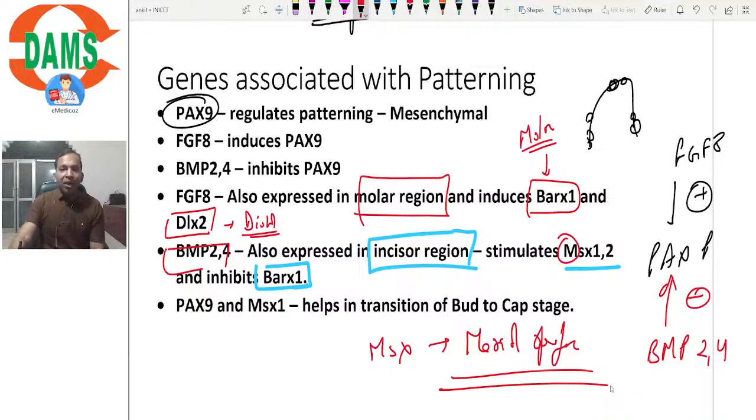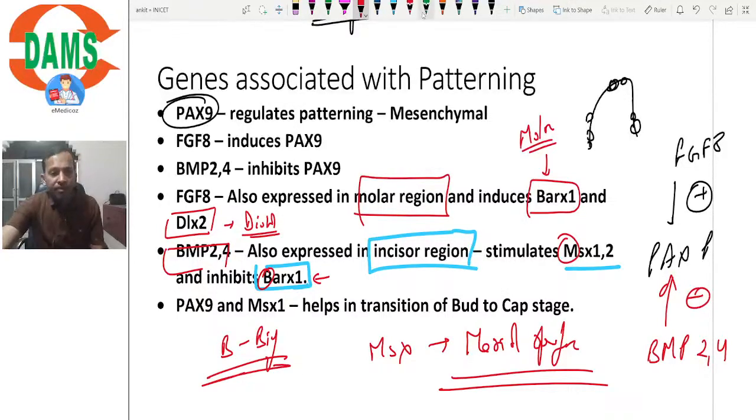So what does BMP do? It helps in the expression of MSX1 and 2, so it helps in the formation of incisors and canines, and it inhibits BARX1, because if BARX1 is expressed, which tooth will form? Take B from here, B for big, right? Which are the biggest teeth? Molars. So BARX is associated with molars. If BARX is expressed somewhere in the oral cavity, then molars will form, right? And we don't want molars in the anterior region. So that's why there is inhibition of BARX.